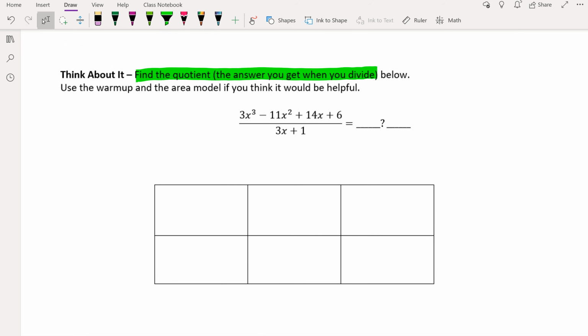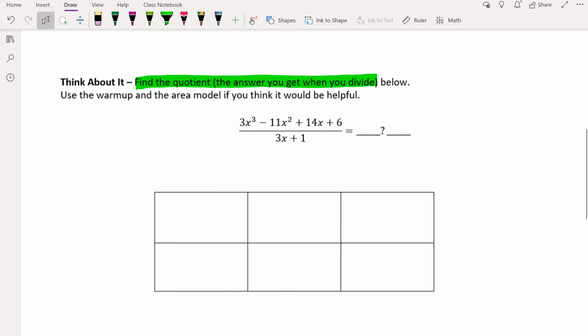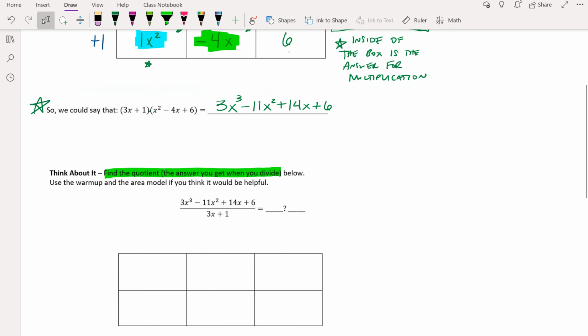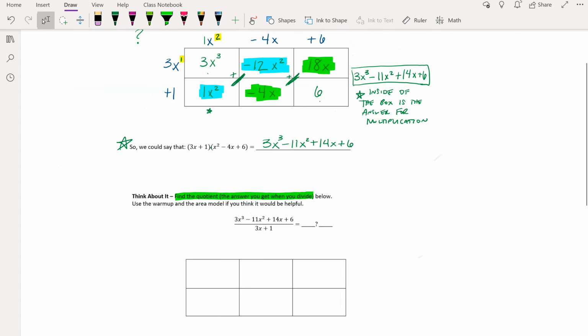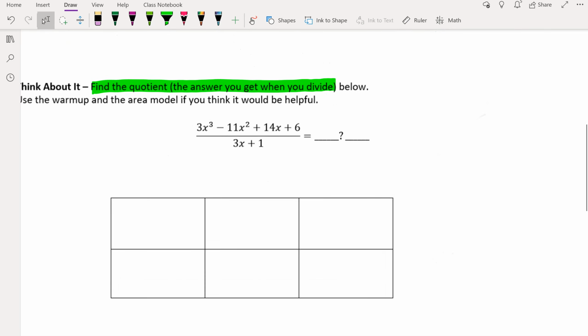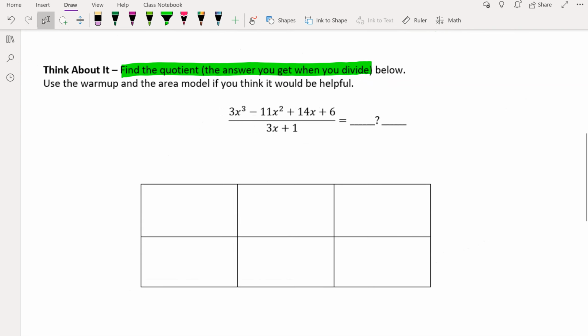Look at the problem that we have, and then you should be looking at what we did in the warm-up because I believe it will be helpful. If you want, I can zoom out, although I think it's going to be too small for y'all. So hopefully you did the warm-up in your paper. Think about how you would use the area model and what we did in the warm-up to find this quotient, the answer to this division problem.